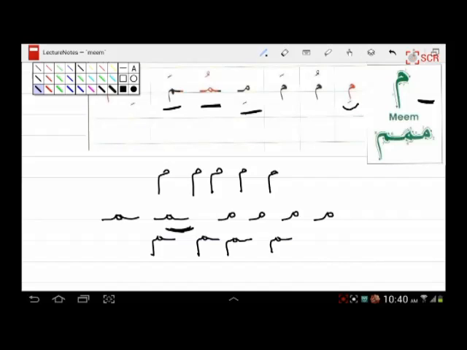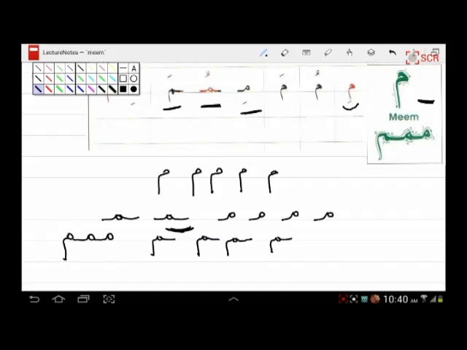Now let's try to write all of them together in here. That's the initial, middle, and final. Okay.